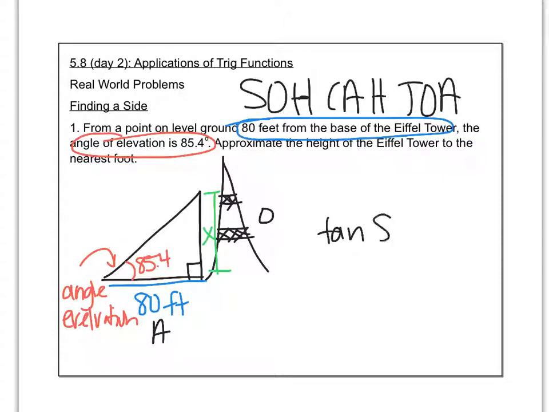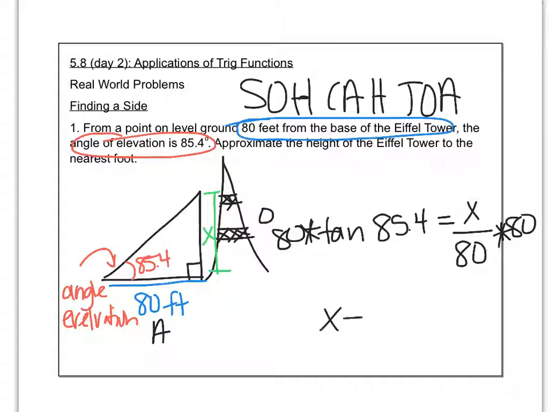It's going to be tangent of 85.4 degrees equals O, x over A, 80. And then you have to solve that. Multiply both sides by 80. Because these are real world problems, we are going to get some larger answers. So just don't be shocked. We're talking about the Eiffel Tower right now. When we find the height of the Eiffel Tower, it's going to be a pretty big number.